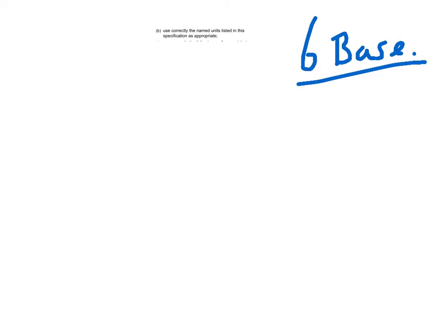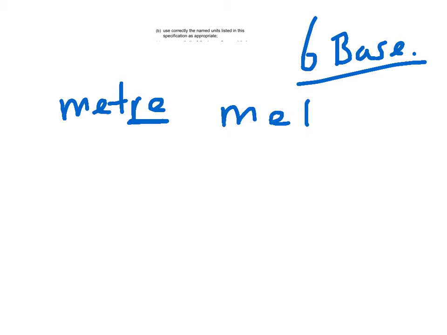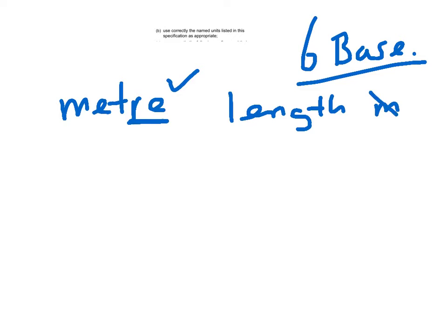Let's go through them. The first one is the meter. Okay, a little bit of a French spelling there. That's a meter that you measure something with. That's the meter. Okay, we don't want a meter to measure something. We want the meter. Okay, that is going to be for length. And that is a small m. Not a great big M, because that's going to be for mega. Okay, so we want a little m.